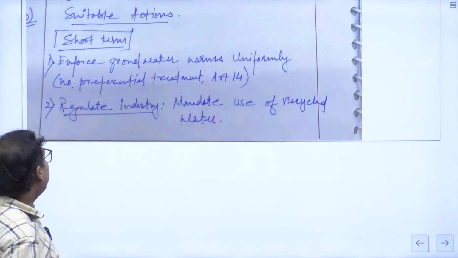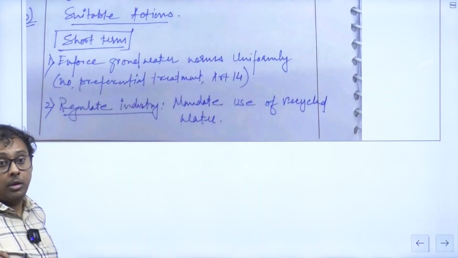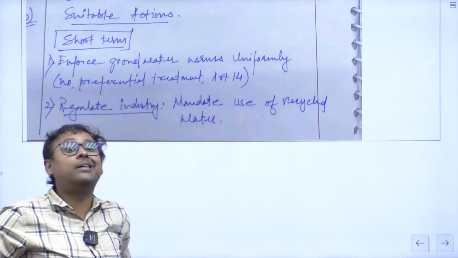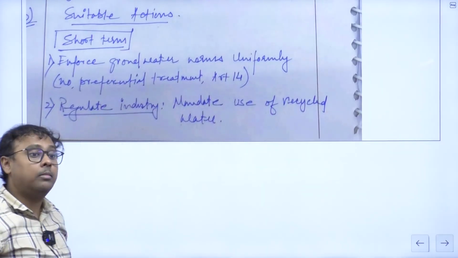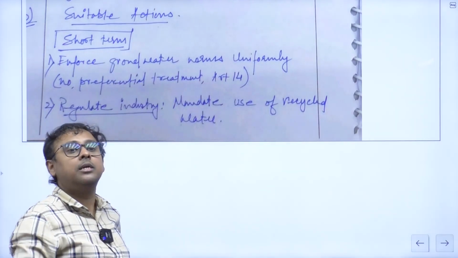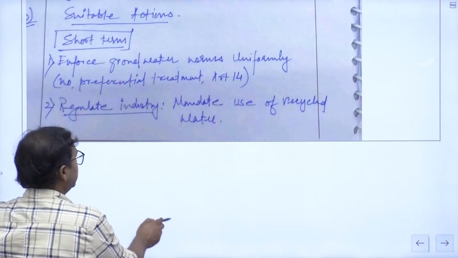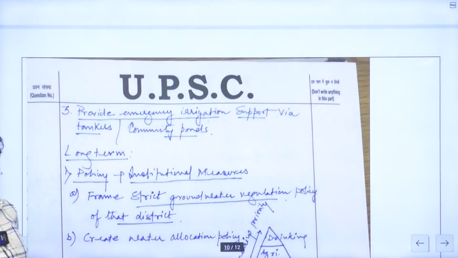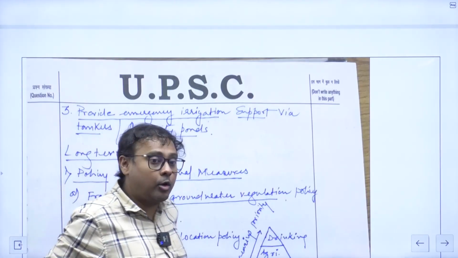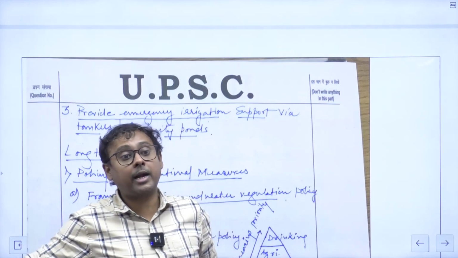Okay? Regulate industry, mandate use of recycled water. Now this again can be short term. अभी हमारे जितने भी policies आ रहे हैं ना, this is categorically, for example, ZLD, zero liquid discharge. It's a short term. People are saying no, it's a short term policy. You have to ensure that there is zero liquid discharge from your industry. Regulate infrastructure. So industry has been categorically mentioned. Policy measures आ गया है, under that we discussed Water Act 1974.